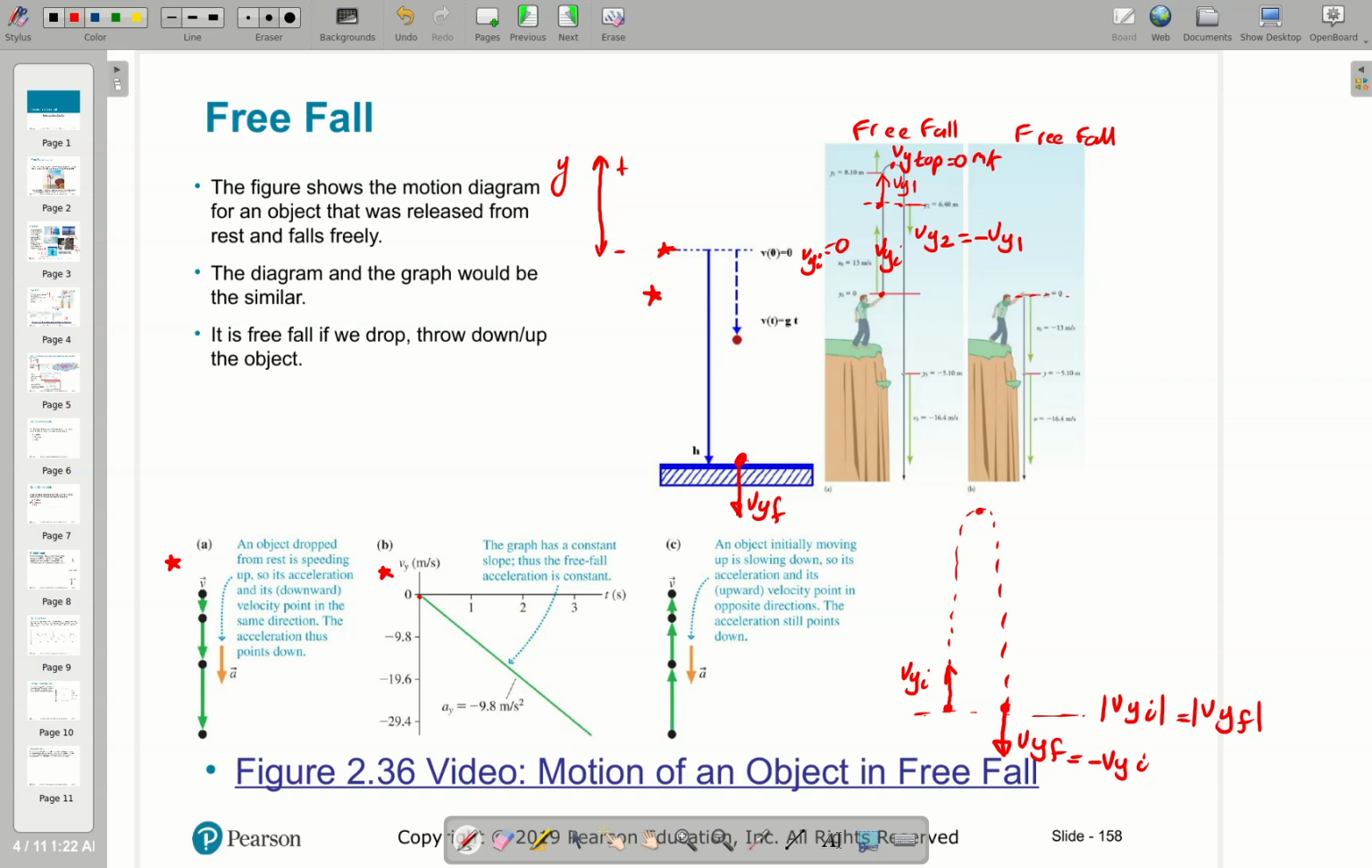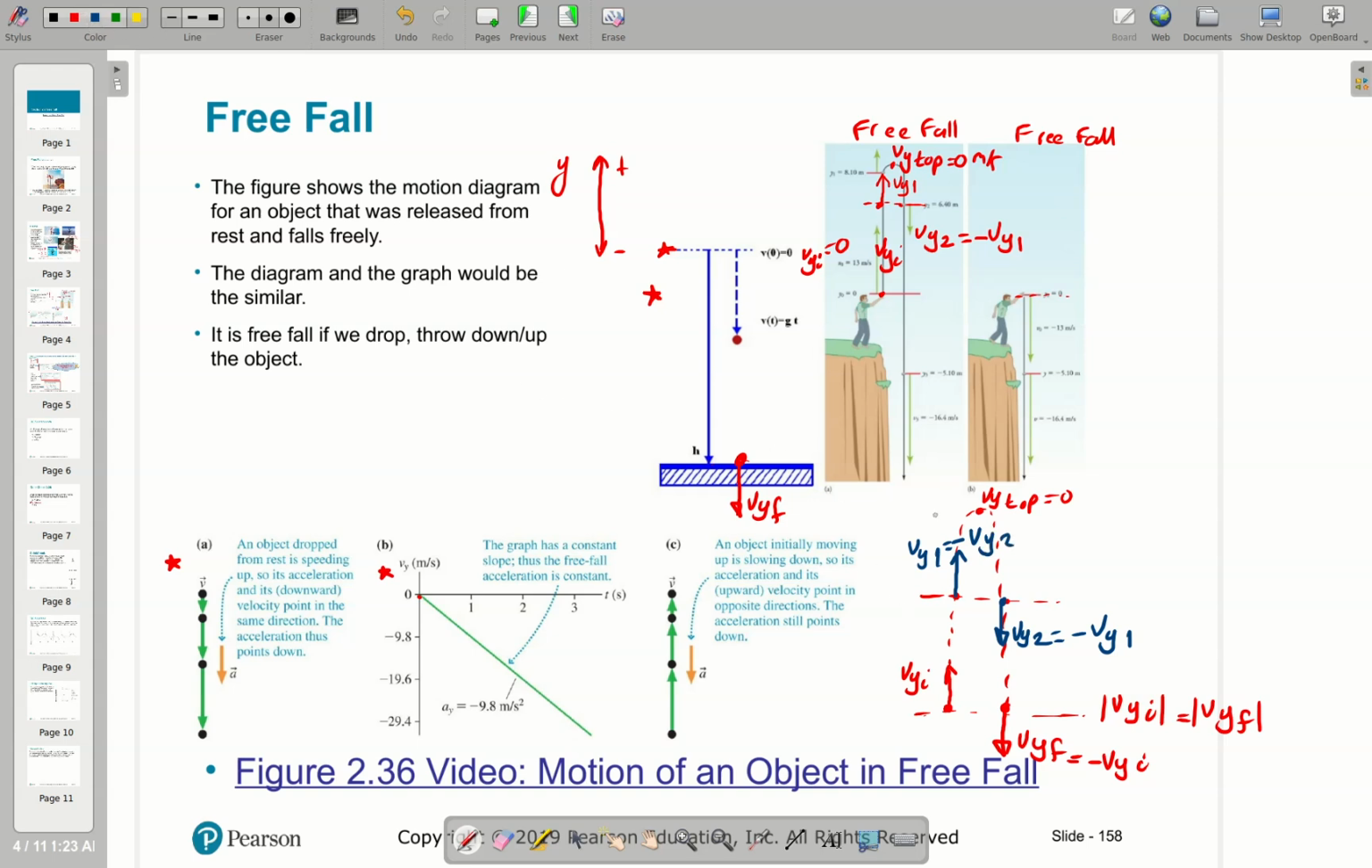At the top, Vy top is 0, and if I pick any level and look at the velocities there, I'm going to call this again Vy1, call this one Vy2. Vy2 will be equal in magnitude and opposite in direction to Vy1, or I can say Vy1 is equal in magnitude and opposite in direction to Vy2.